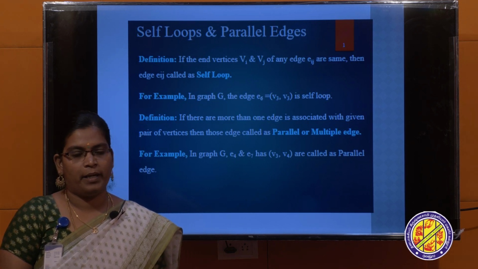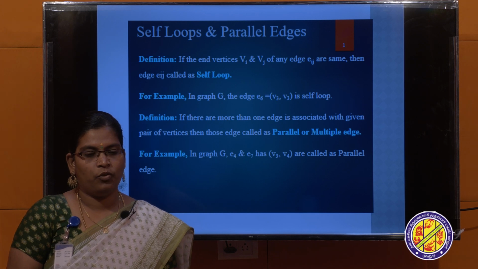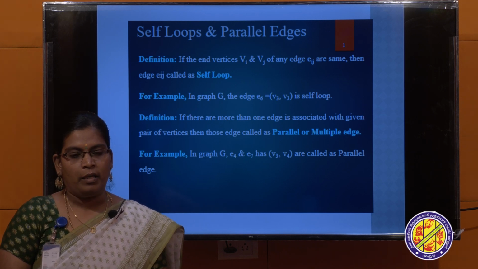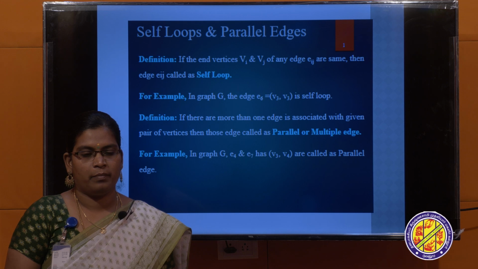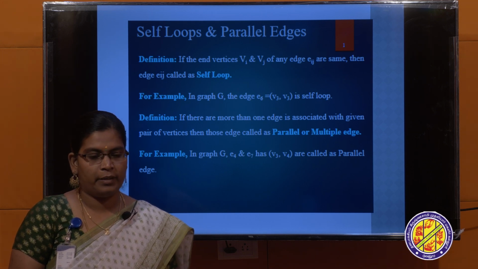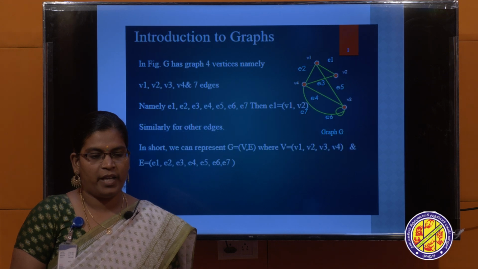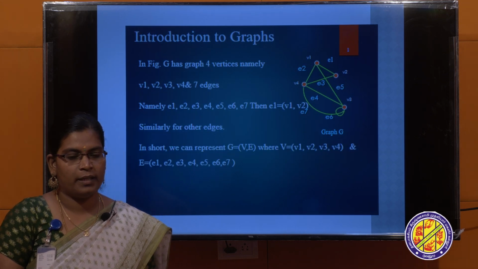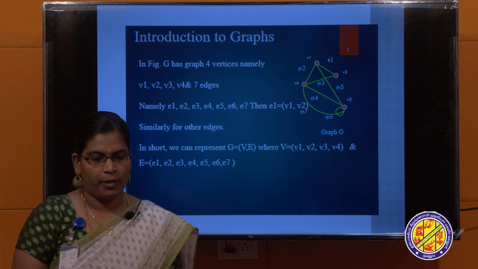So next, self loop and parallel edges. Self loop: if the vertices Vi and Vj of any edge Eij are the same, then the edge is called a self loop. For example, in the previous graph, the edge E6 is a self loop because its starting and ending vertex is V3.